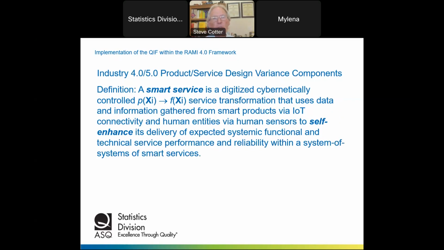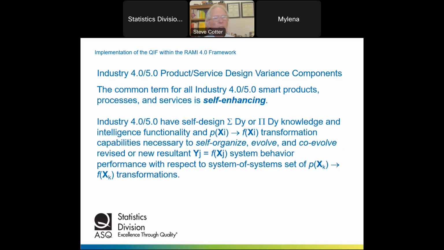Smart service is a digitized, cybernetically controlled PXI, FXI service transformation that uses data and information gathered in smart products via IoT connectivity and human entities via sensors to self-enhance. That word again, or that modifier, is delivery of expected systemic, functional, and technical performance and reliability within a system of systems of smart services. The common term for all Industry 4.0 smart products, processes, and services is self-enhancing.